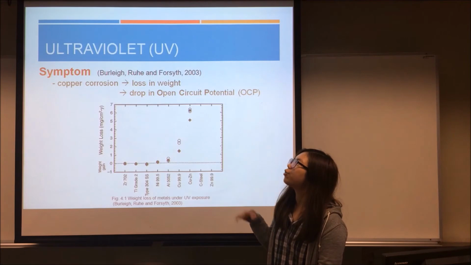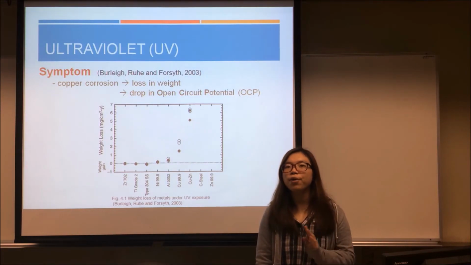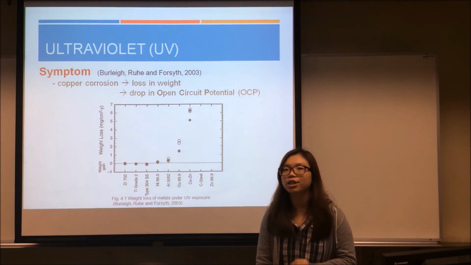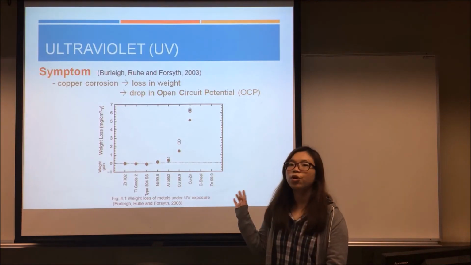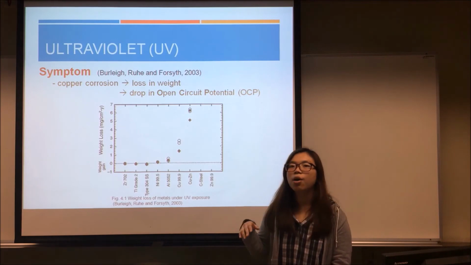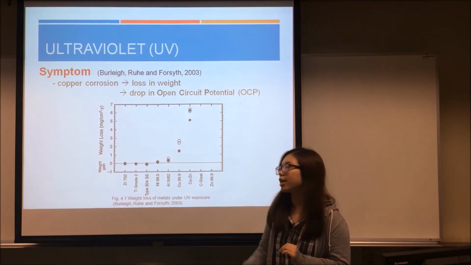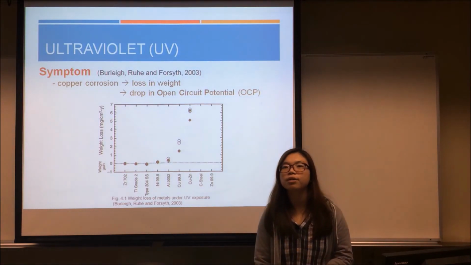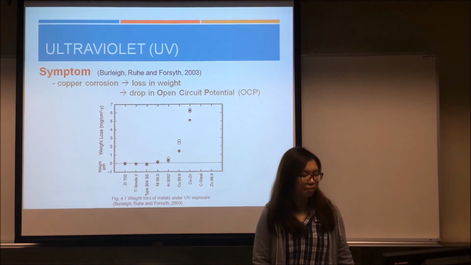And moving to the ultraviolet part, the weight loss of copper and copper alloy by corrosion accelerates with long-term exposure to ultraviolet light. This graph shows a greater weight loss under UV light than in a dark environment, which implies that UV illumination has an effect on the copper corrosion and the open circuit potential, namely OCP.